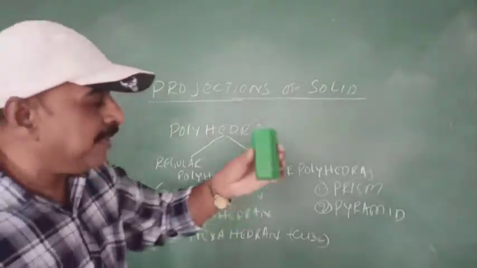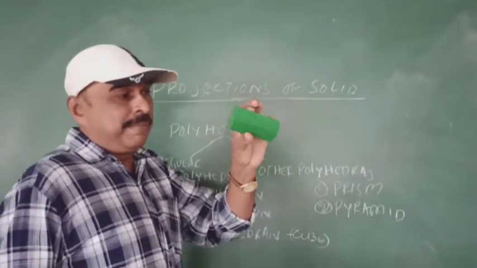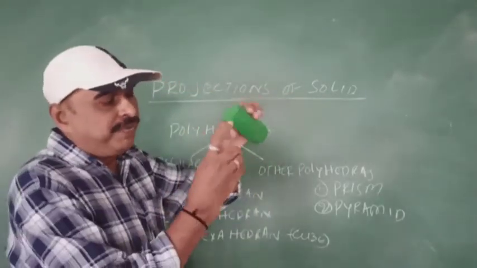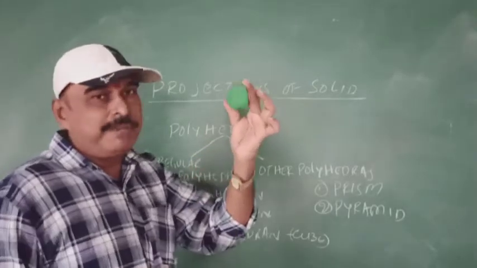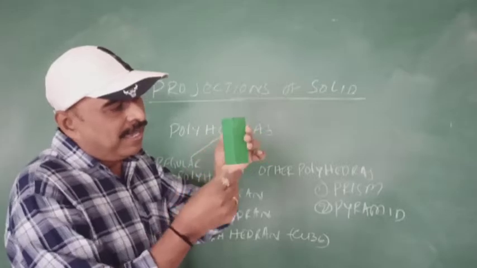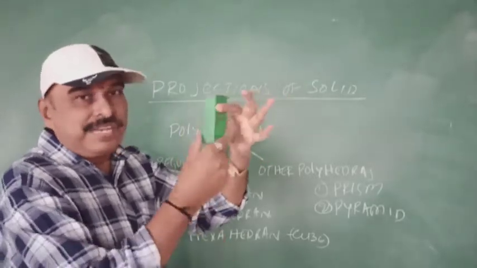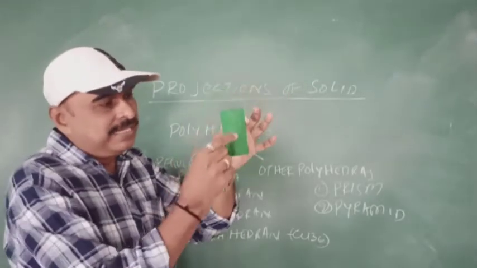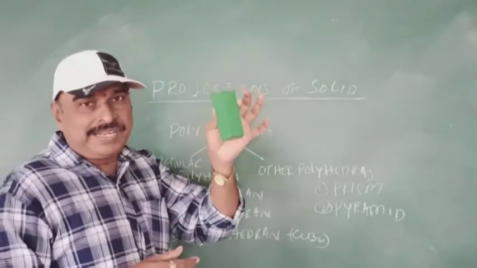So here, this is known as a prism. See here, the top face and the bottom face have the shape of a hexagon, and both top face and bottom face are joined by the rectangular faces. These are lateral faces, rectangular in shape.